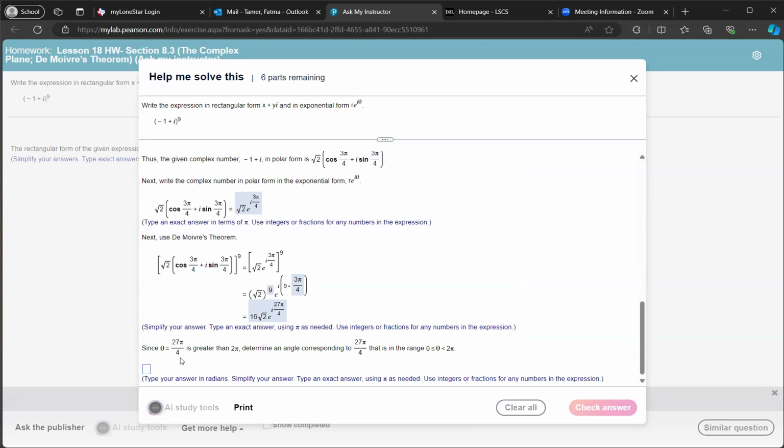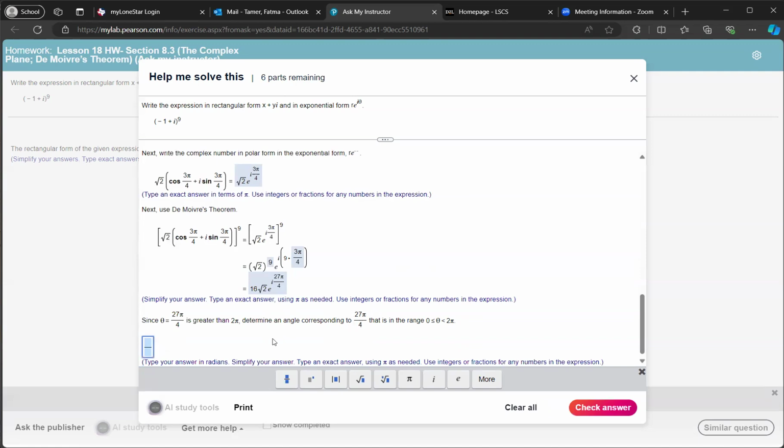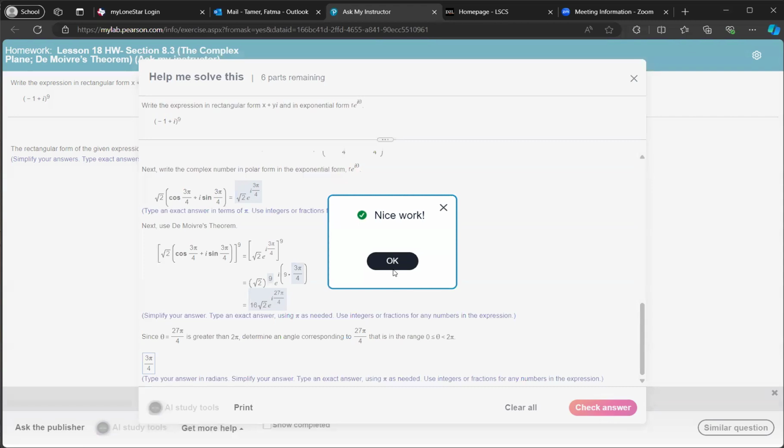Now, since the angle we got, 27 pi over 4, is greater than 2 pi, we have to change this to an angle between 0 and 2 pi. So what I do is I divide 27 by 4. It goes 6 times. So 4 times 6 is 24. 3 is the remainder. So when you go around the unit circle 6 times, you will just come back to the same angle. But what is important for me is the remainder. So the remainder angle, or the coterminal angle with 27 pi over 4, is just 3 pi over 4.